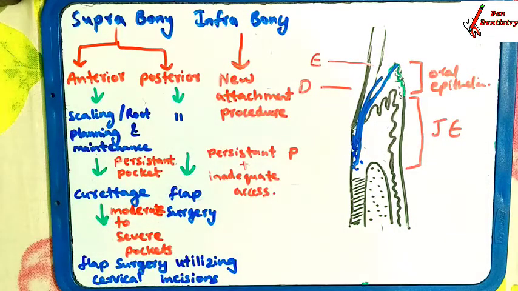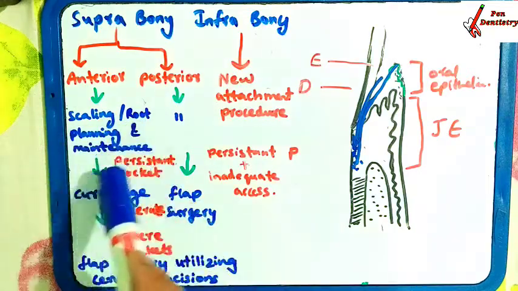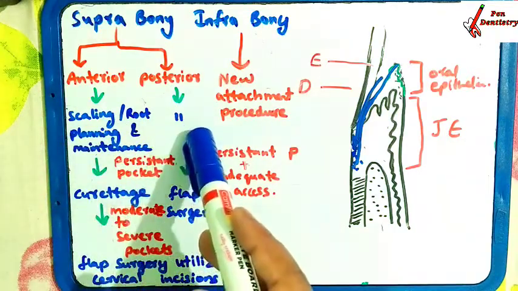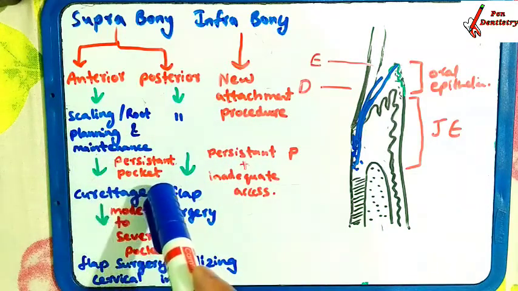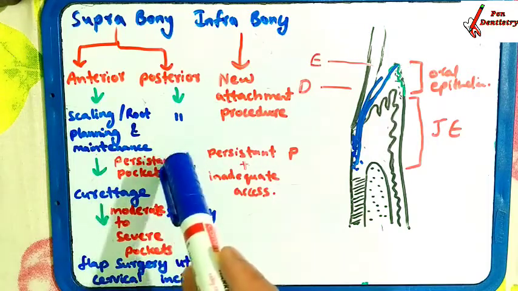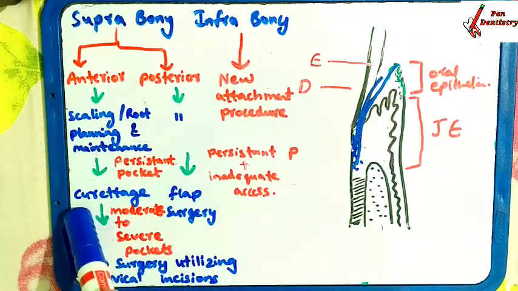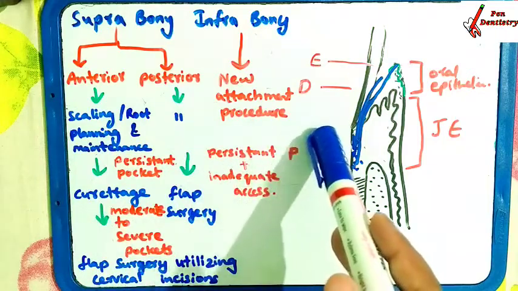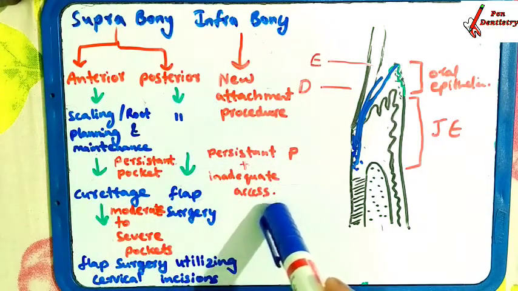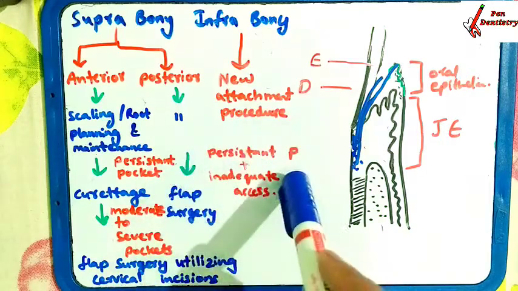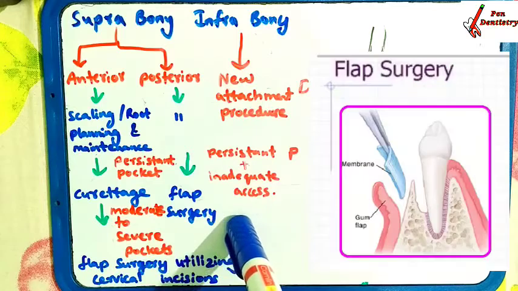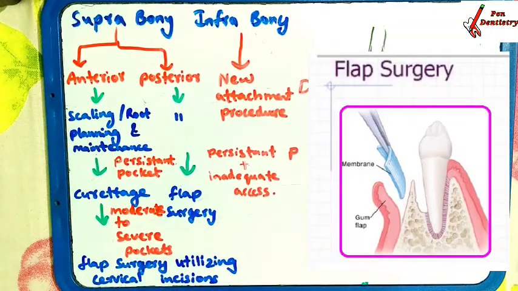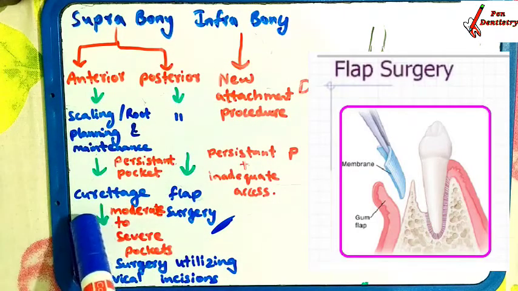In anterior, you are going to do the scaling, root planing and maintenance. Same thing you are going to do in the posterior one. In anterior, if the pocket is persistent, at that time you are going to do the curettage. In posterior one, if the pocket is persistent with inadequate access, that is, this pocket is not able to reduce, at that time you are going to do the flap surgery.